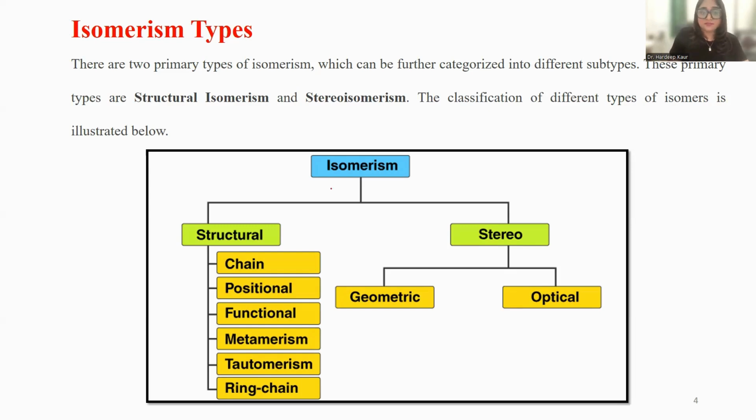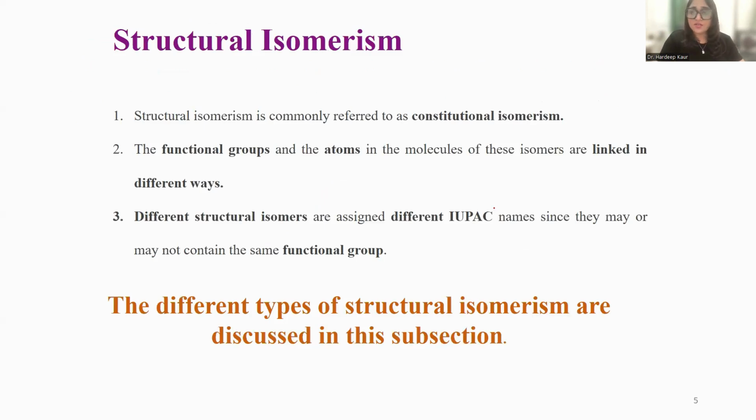Isomerism is of two types, structural isomerism and stereoisomerism. Structural isomerism includes chain, positional, functional, metamerism, tautomerism, and ring-chain isomerism. Stereoisomerism has geometrical and optical isomers. In structural isomers, different functional groups can be linked in different ways, or their arrangement can be different. Because of this rearrangement, they can have different names.